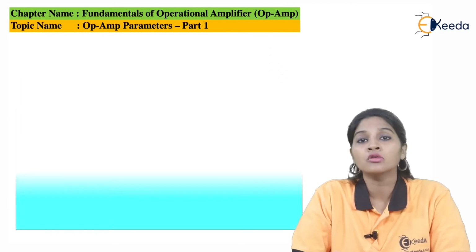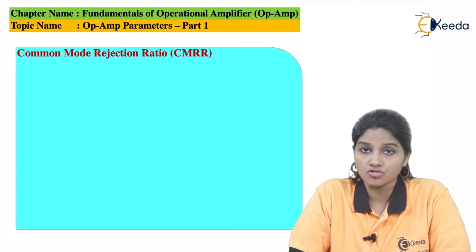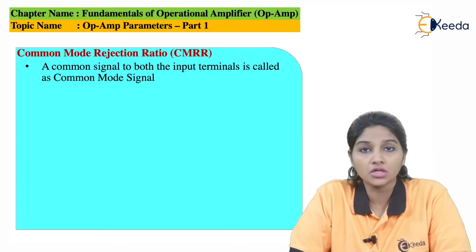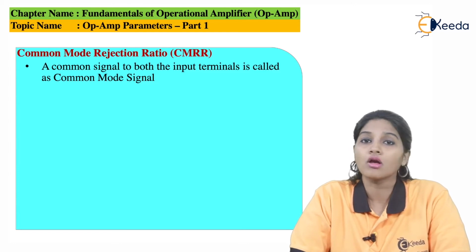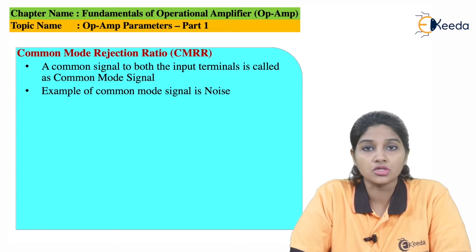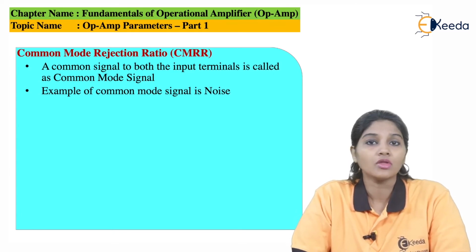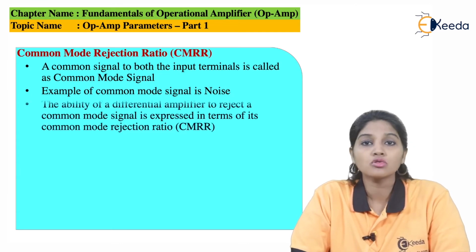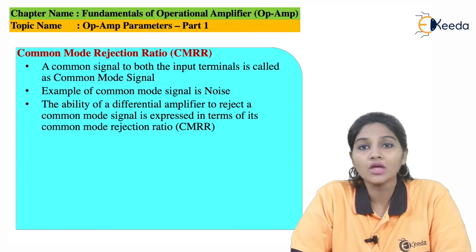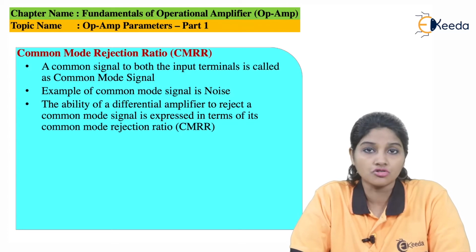Now the next parameter that we are going to consider is the common mode rejection ratio. We know that whenever the same signal appears at the inverting and non-inverting terminals of the op-amp, the signal is called a common mode signal. We can say a noise signal is considered a common mode signal. Therefore, when the common mode signal appears at the input of the op-amp, the output of the op-amp becomes zero. So the parameter common mode rejection ratio defines the ability of the amplifier to reject the common mode signal.